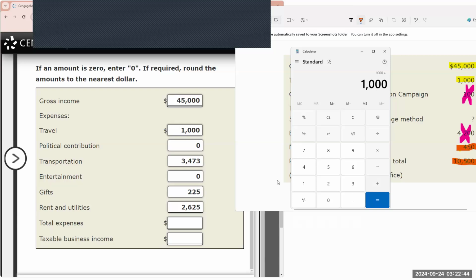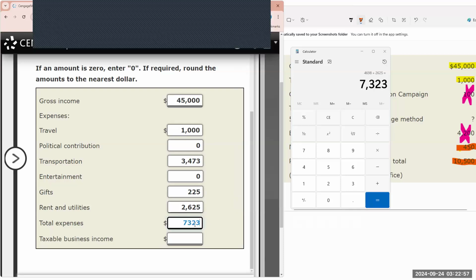So now the next step wants us to determine our total expenses. So we have $1,000 for travel, $3,473 for transportation, $225 for gifts, and $2,625 for rent and utility. That gives us total expenses of $7,323. So to determine our taxable income, we subtract our total expenses from our gross income. And that gives us taxable income of $37,677.